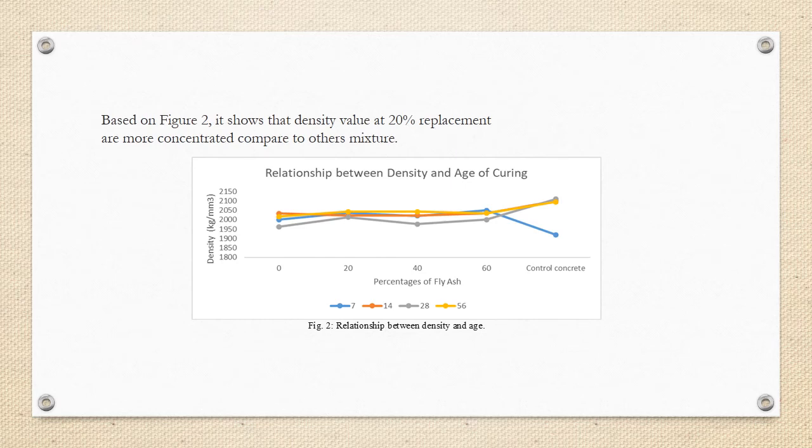Based on figure 2, it shows the relationship between density and DH. It shows that the density values at 20% replacement are more concentrated compared to other mixtures.